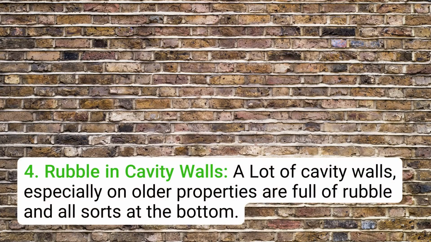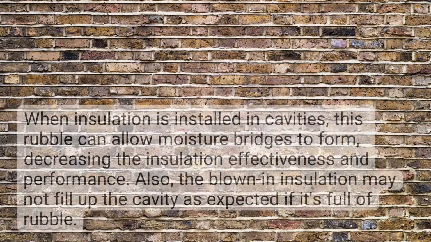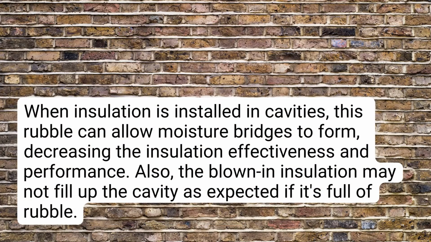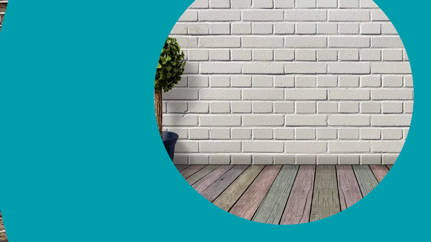4. Rubble in cavity walls. A lot of cavity walls, especially on older properties, are full of rubble and all sorts at the bottom. When insulation is installed in cavities, this rubble can allow moisture bridges to form, decreasing the insulation effectiveness and performance. Also, the blown-in insulation may not fill up the cavity as expected if it's full of rubble.